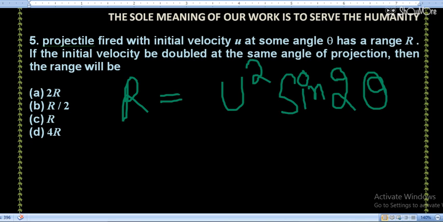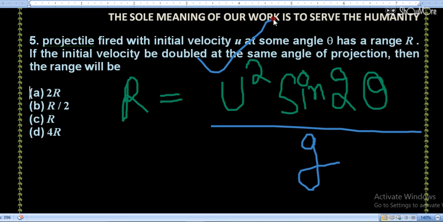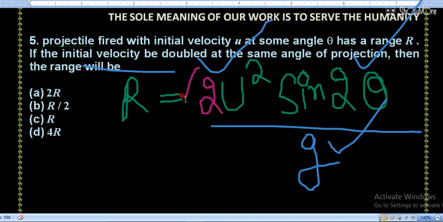So according to this, we have the value of range for velocity u. If the initial velocity is doubled, the rest of the things, sine 2 theta and g, will remain. So when you double this one, it will become 2u, and we have to square this 2u, then obviously 2 squared, the 4, will be there.